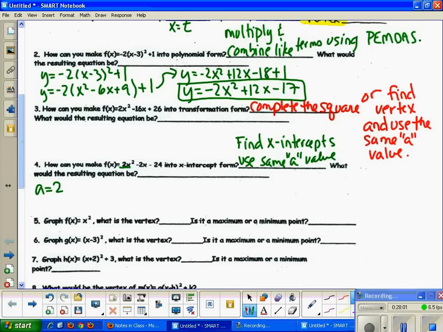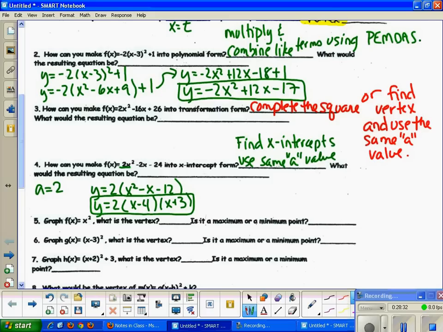And if it's in polynomial form, how do you find the x-intercepts? You can do a couple of different things. You can either factor your equation, or if you don't remember how to factor, you could use the quadratic formula. So I'm just going to go ahead and factor this. I know 2 is common between all of them. So y is equal to 2, and this would become x squared minus 4x minus 12. And then this becomes y is equal to 2 times x minus 6 times x plus 2, which would be my x-intercept form. So that was easier because it factored.